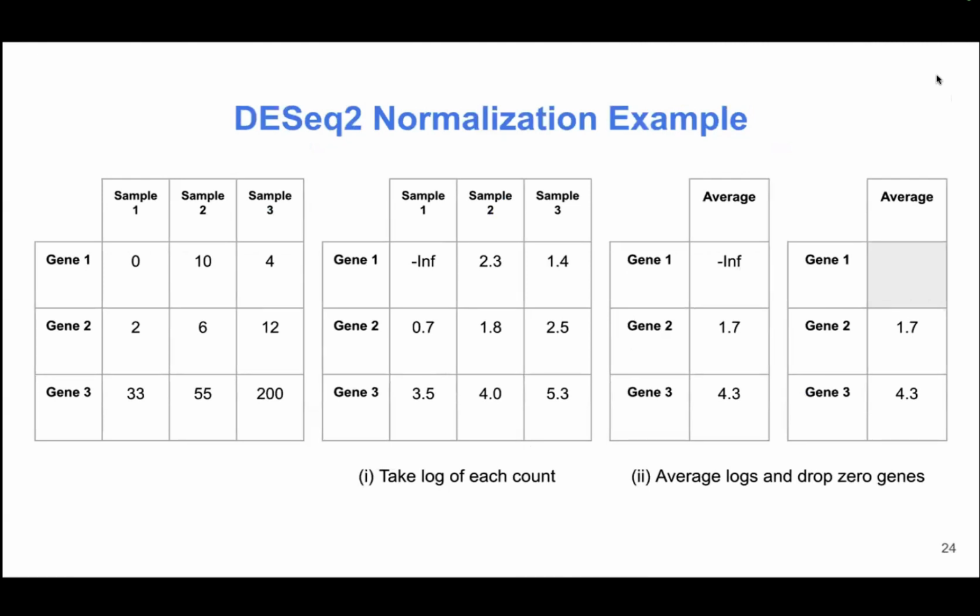The way that we do this is starting with our original count matrix. We'll take the log of each count. In some cases, this will give us an error where we have a 0 count, which we'll take into account in the next steps. Then for each row, for each gene, we'll take the average of those logs, and we'll drop any of the rows where we had one of those 0 counts, which means that they won't be considered as we're making these column-specific scaling factors.